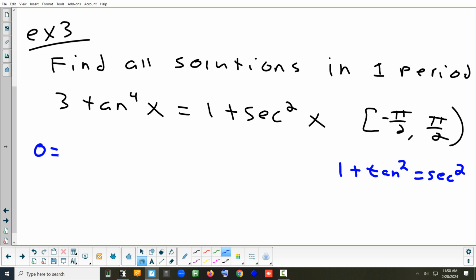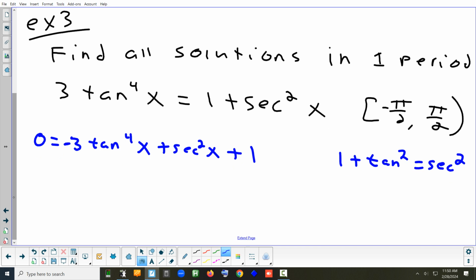So we got 3, -3 tangent to the 4th x plus secant squared plus 1. Now, we can't work with tangents and secants in the same problem. This is a quadratic pattern, though. It's 3 terms. The last one is a constant. And this exponent is double that one. So that means it's either going to be factorable, which this one will be, or a quadratic formula. But we can't work with secant squared. So what can I substitute in for secant squared?